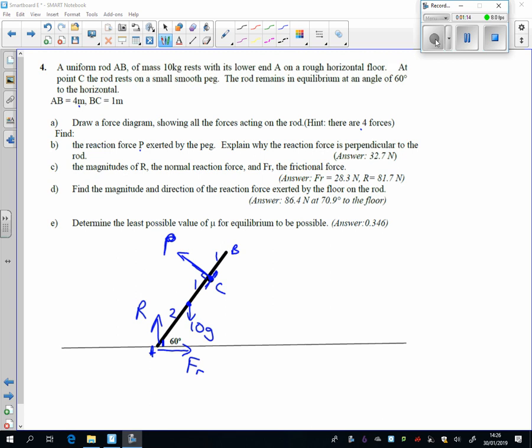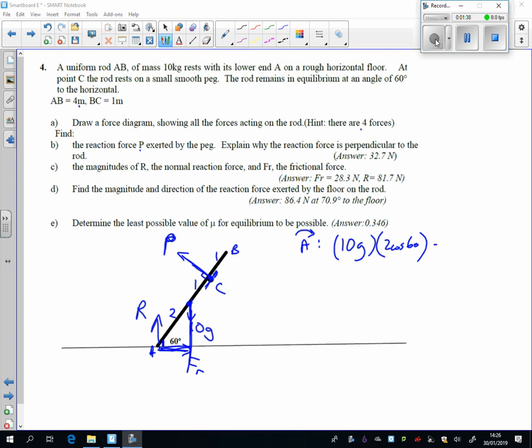do is I'm going to take moments about A. Let's try and see how is A turning. Pulling A down, we've got the 10g. How far away is that from the pivot? Well, it's 2, and the distance of this is away is this distance here, so it's cos 60.